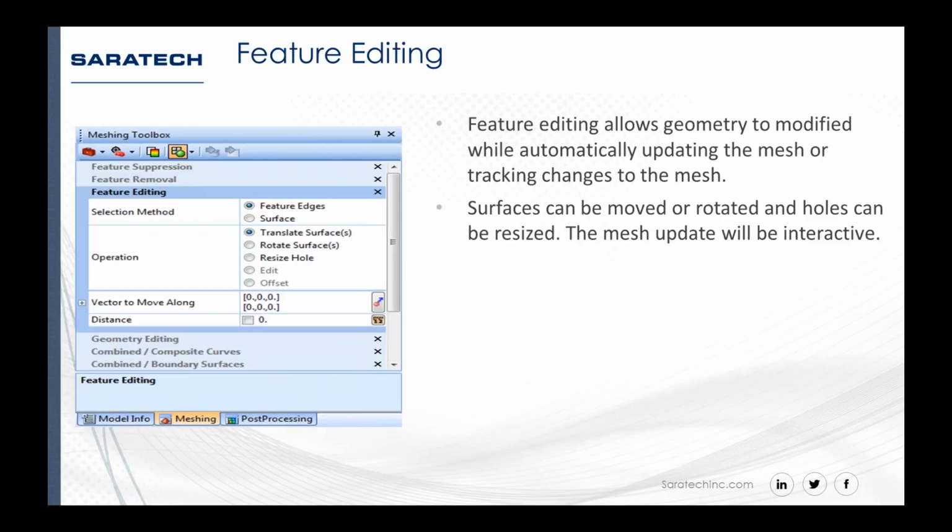The next one down is feature editing. It allows you to edit geometry while we're automatically updating the mesh. So right now we can change sizes of holes, rotate surfaces, things like that. But if you do it within this meshing toolbox, it's going to make those changes interactively while updating the mesh.